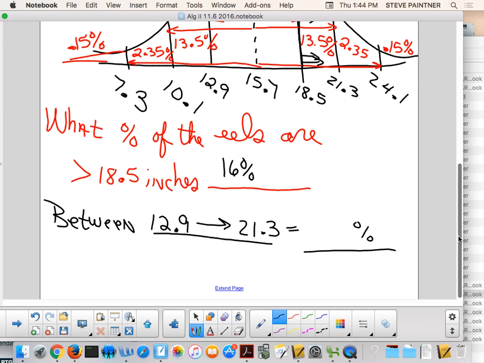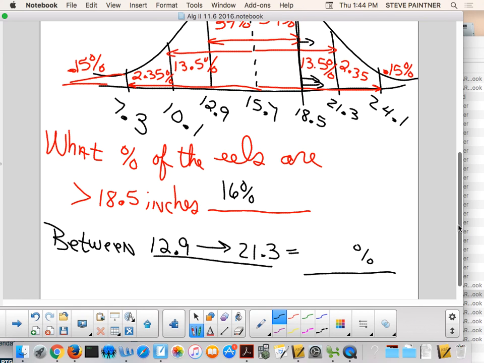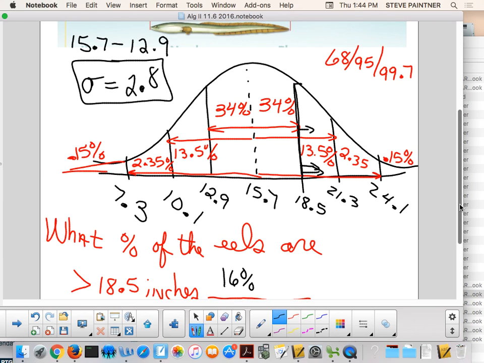Okay, all right, here we go. 12.9 to 21.3. So we go here, 12.9, to what? 21.3 right here. So basically I want the percentage of eels that fall in these 3 columns, okay?